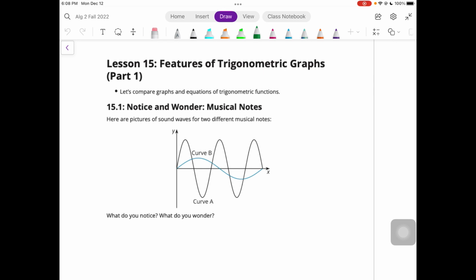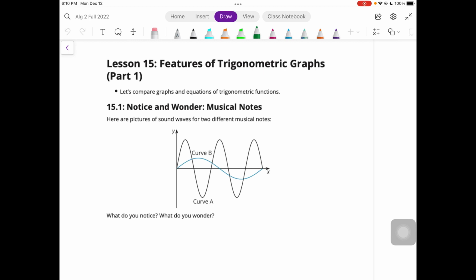Some things that I notice are that curve B, which is the blue line, has a smaller amplitude. It also has a shorter period. Well, no, not a shorter period, a longer period, because curve A has multiple cycles in the time that it takes curve B to have one cycle. They both have the x-axis as a midline.